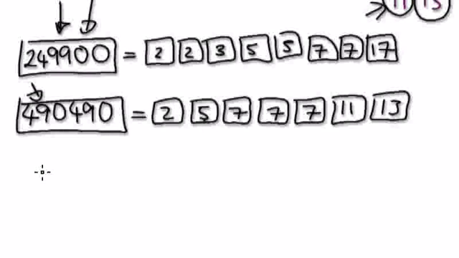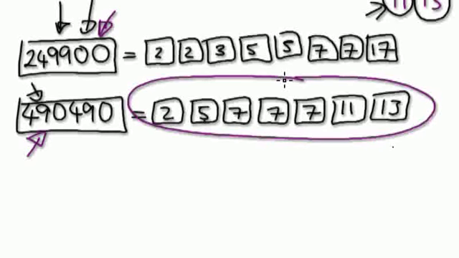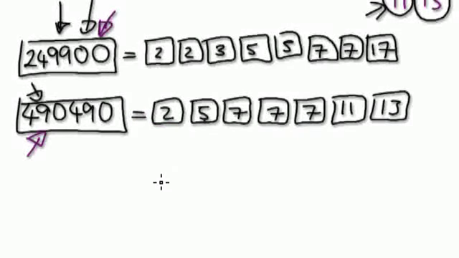Now to find the lowest common multiple, think of it like this. In order to build this number here, we need all these building blocks, and in order to build this number here, we need all these building blocks. The question is, what are the least blocks that I will need in order to build both of these numbers?